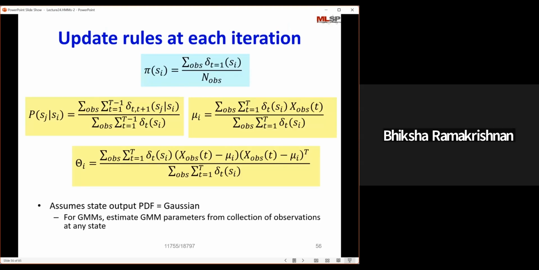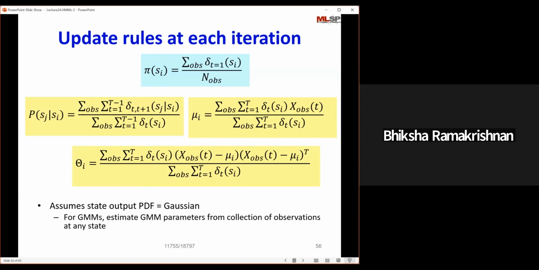To see how this works, let's go back to this formula, right? What was the key component of this formula? There was a selector, this delta over here, which took the value 1 if the state at time t was Si, or the one here, which took the value 1 if the state at time t was Si and the state at time t plus 1 was Sj, right? So in general, any counting-based estimate can be written in this form with this delta, if you assume that you know the underlying hidden variable, right?